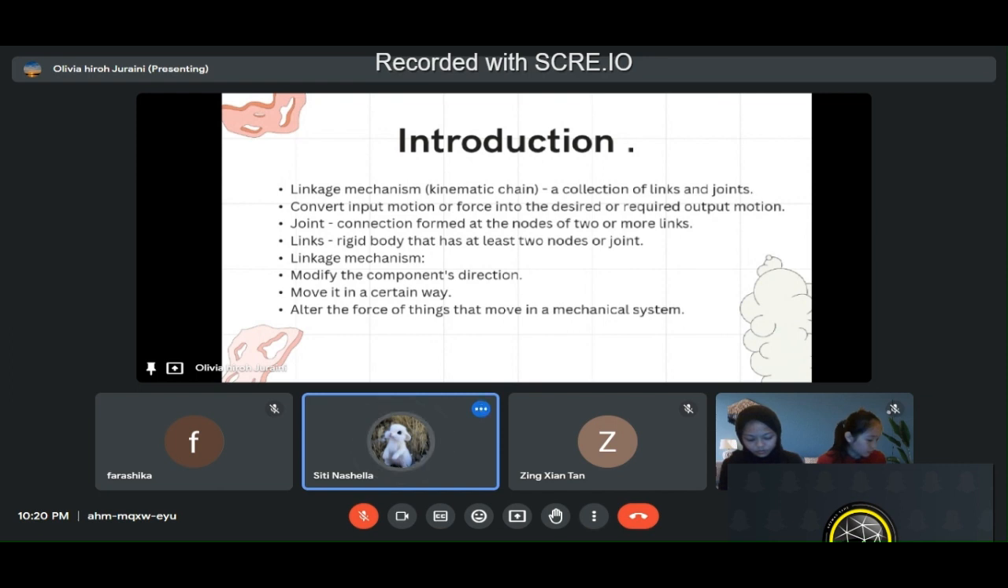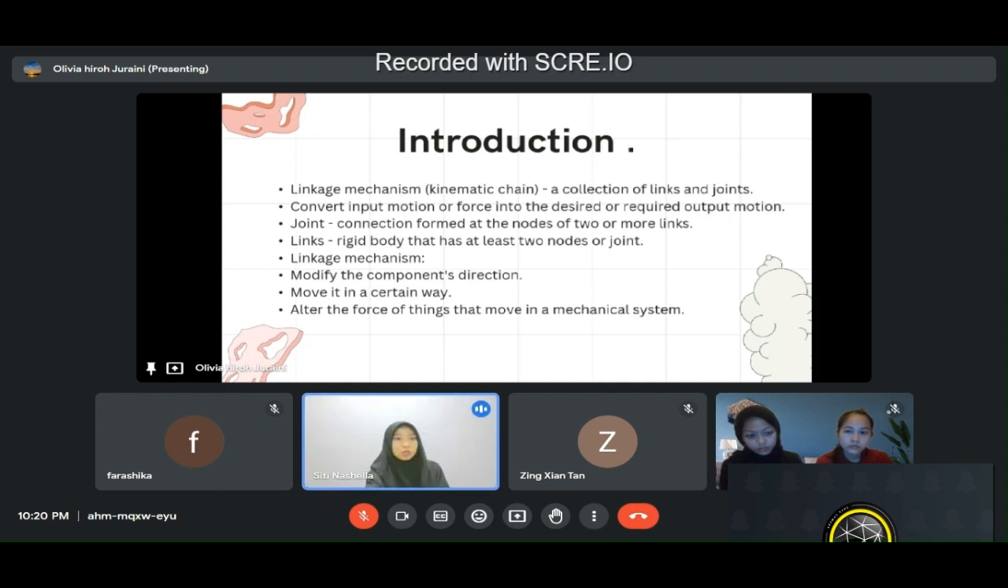Especially for some connection that looks like a chain, something following something. So that is linkage. And a joint means a connection formed at the knots of two or more links. After that, a link means a rigid body that has at least two knots or joints.